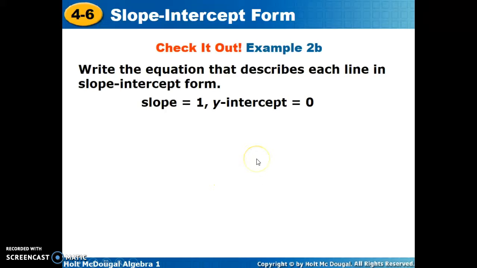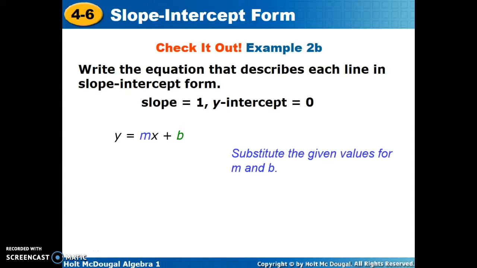Let's try this one. Write the equation that describes this line in slope-intercept form. Well, we can see the y-intercept is 0. We might think back to our days of discussing direct variation.